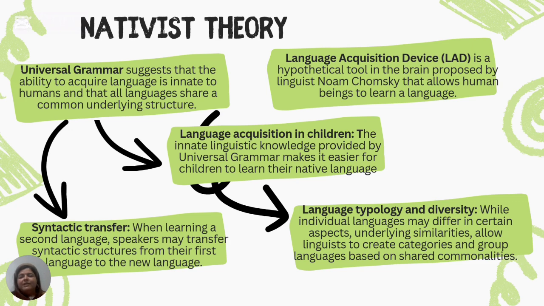Syntactic transfer. When learning a second language, speakers may transfer syntactic structures from their first language to the new language. This transfer can be explained by the universal grammar principle, as the shared structure across languages allows for easier understanding and assimilation. Language typology and diversity. While individual languages may differ in certain aspects, underlying similarities, as postulated by universal grammar, allow linguists to create categories and group languages based on shared common areas.